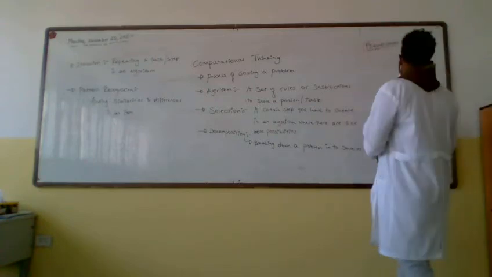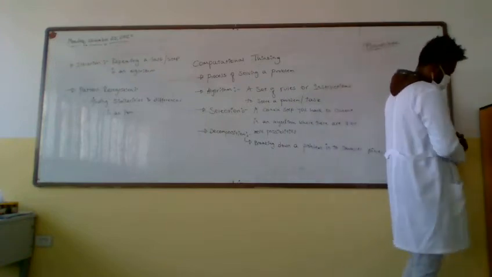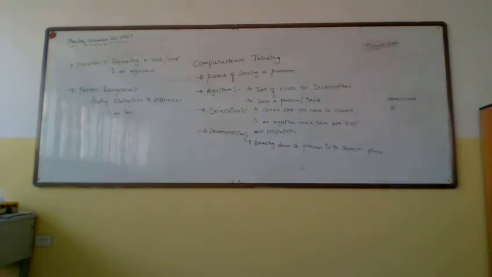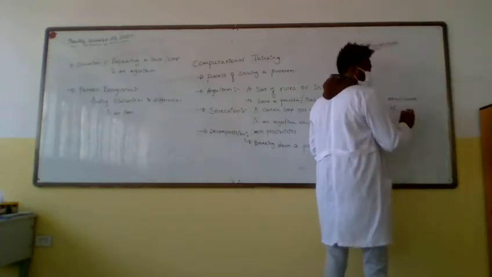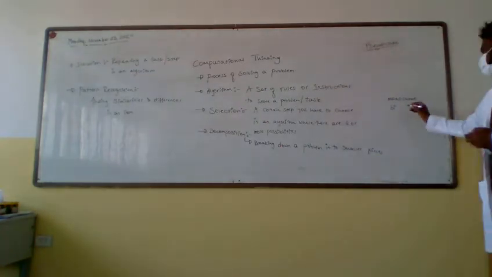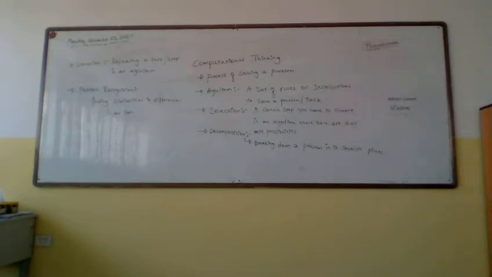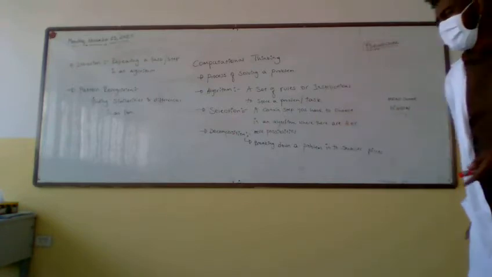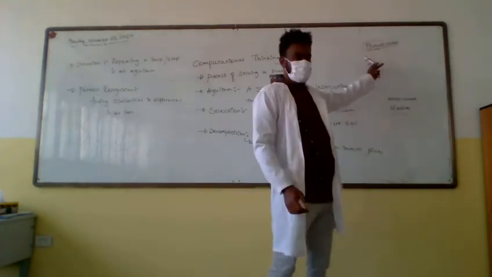For example, if I say monochrome, what does that mean? A single chrome, a single color. Monochrome. Bilateral? What is bilateral? Two laterals, double laterals. Now, just like these words, it is composed of two words.